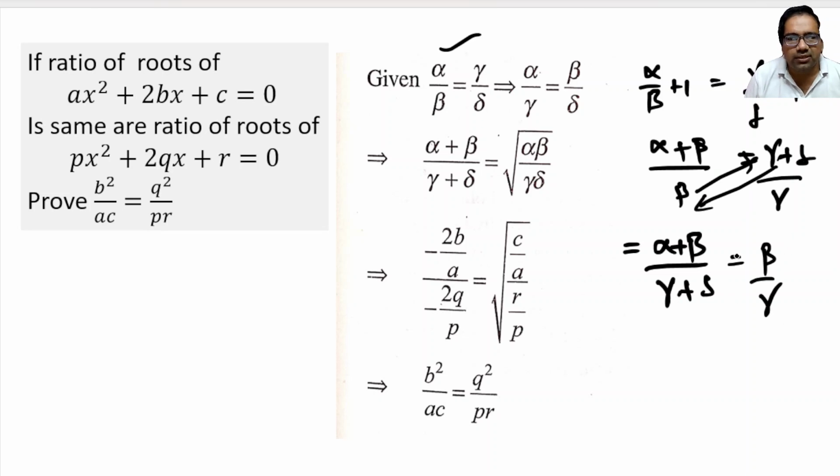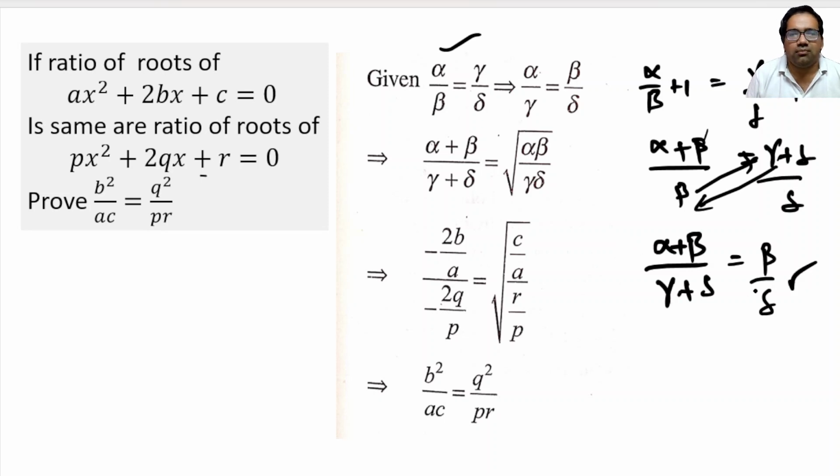Sorry, this is delta, right? Alpha by beta is equal to gamma by delta, the ratio of these roots, and gamma, delta are roots of this equation. We are adding 1 on both sides. That means (alpha plus beta) by beta is equal to (gamma plus delta) by delta. That means (alpha plus beta) by (gamma plus delta) is equal to beta by delta.